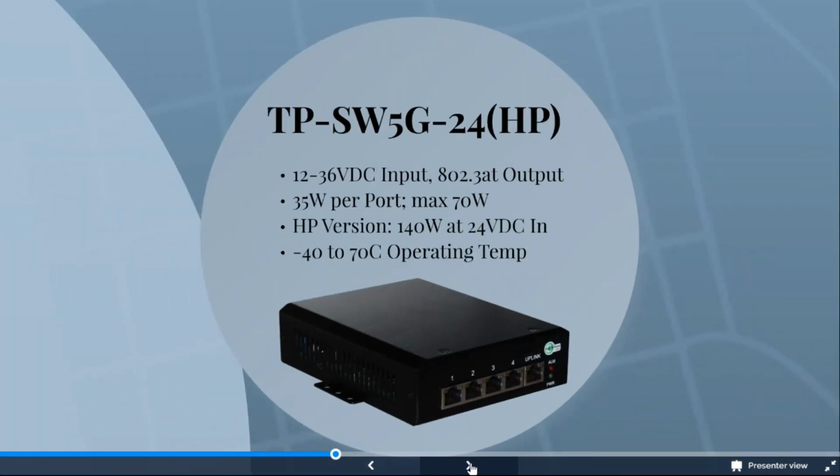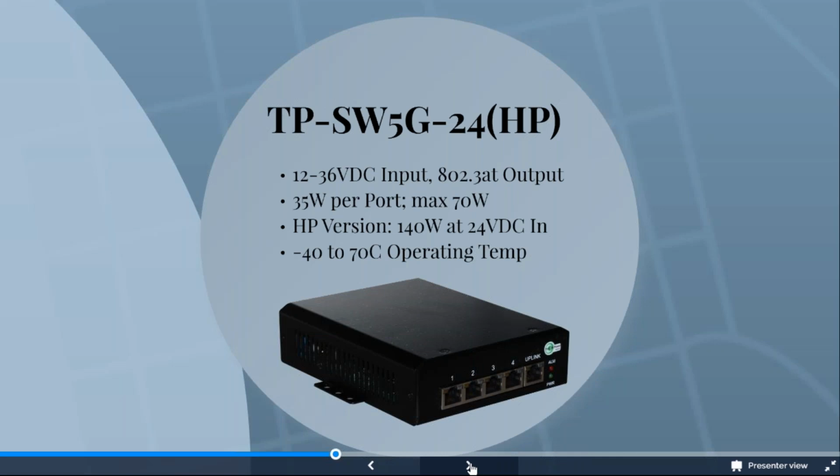With our SW5G-24, we do have an HP version, or high power version. What this switch does is very similar, and it's the same form factor. You've got the wire terminal input, but it accepts 12 to 36 volts in and converts all 4 ports to 802.3 AT, up to 35 watts per port, or a maximum of 70 watts. Obviously you have to balance how much output power is needed to power your devices. The HP version offers 140 watts total output if you're providing 24 volt DC input.